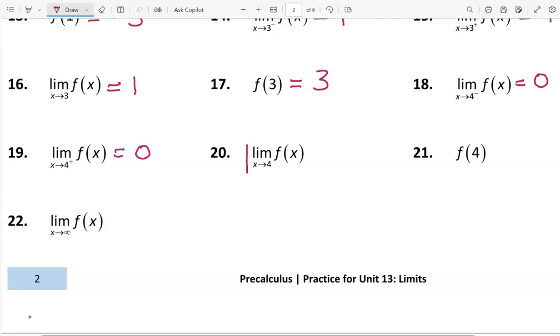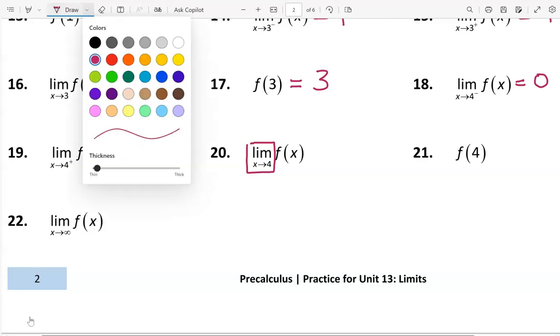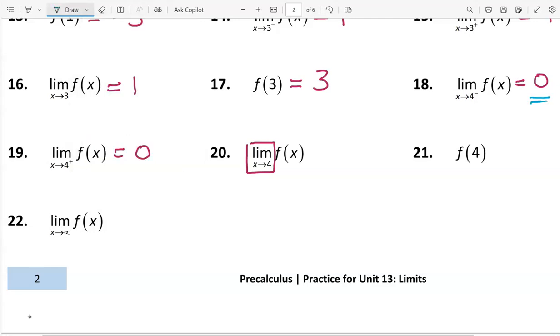In number 20, we're looking for the limit of f of x as x approaches 4 in general. So for this, we need to look at the left limit and the right limit, and note that they both agree. They're both equal to 0, so that means that the limit in general is also 0. If the left and right limits agree, then the limit in general is equal to that same value.